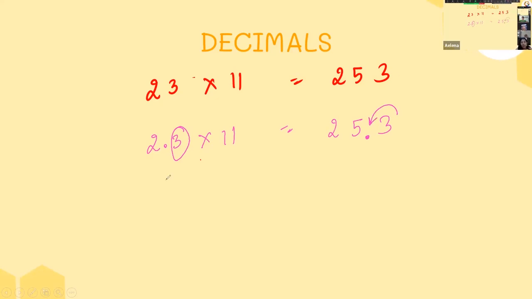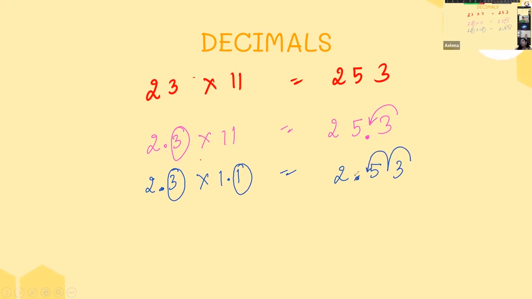If I have a look at another, I'm taking the same digits. I'm saying 2.3 times 1.1. Again, my numbers stay the same. Over here, I have one digit after the decimal in 23, one digit after the decimal in 11, right? So 1, 2. Total, I should be having two digits after my decimal. You have to do your basic multiplication and then see how many digits we are going to get after the decimal.